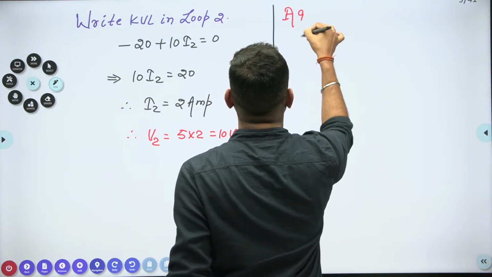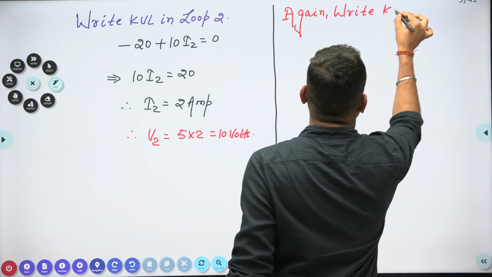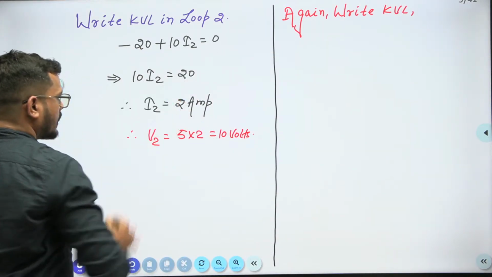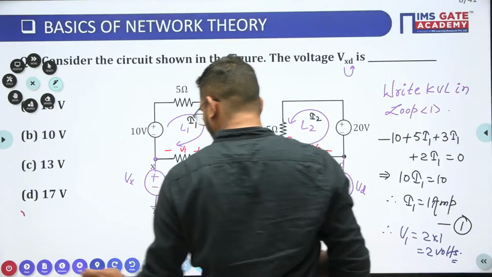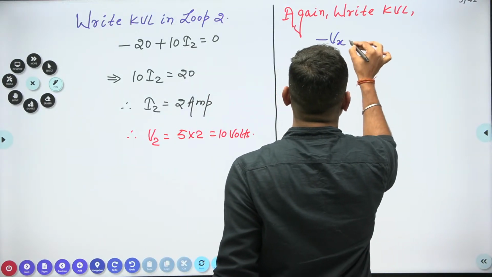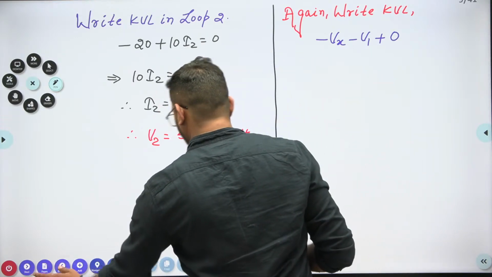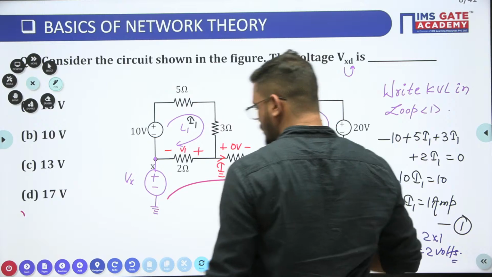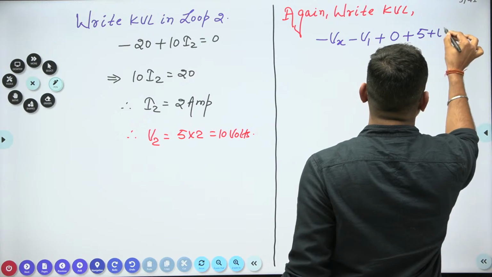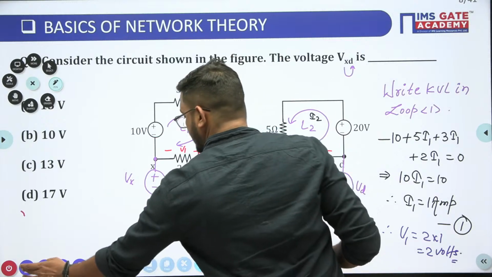So here I am writing KVL again. KVL is nothing but minus of Vx minus of V1 plus of 0, plus of 5, plus of V2, and plus of Vd, and this is equal to 0.